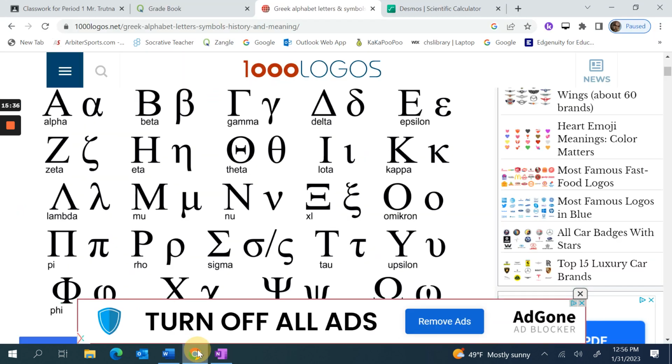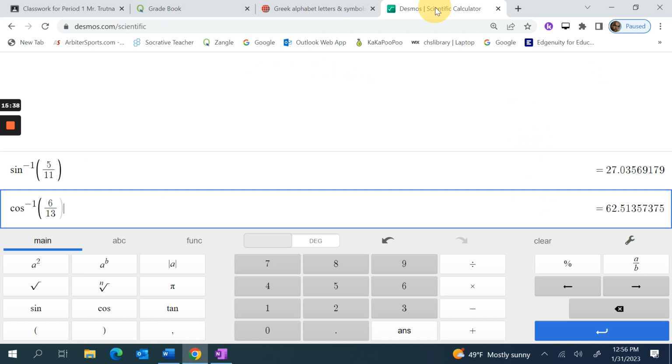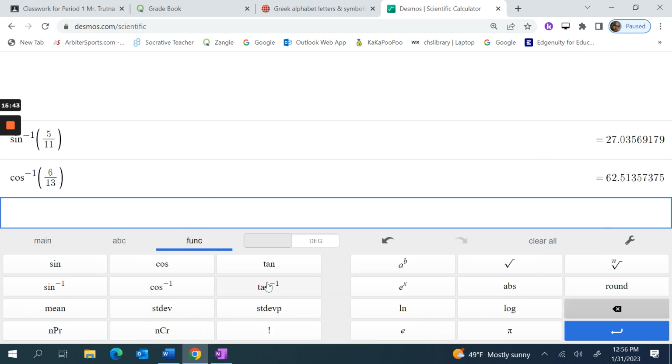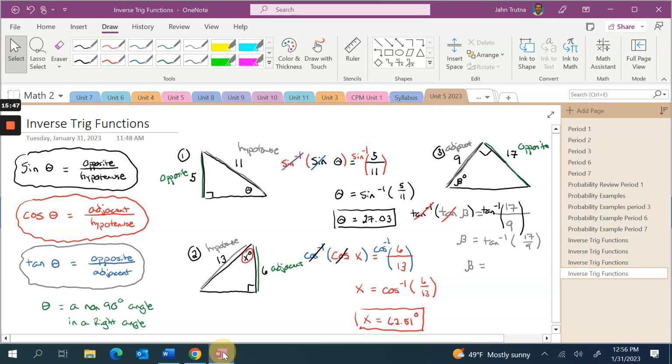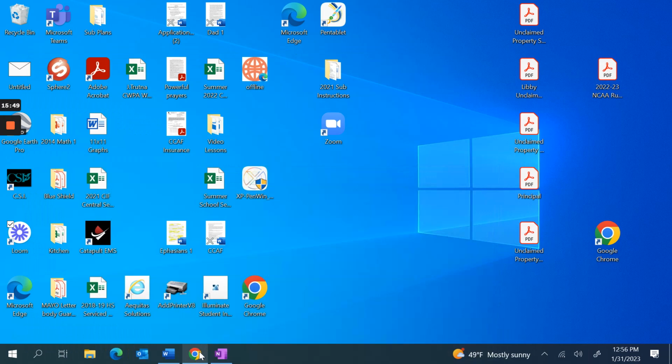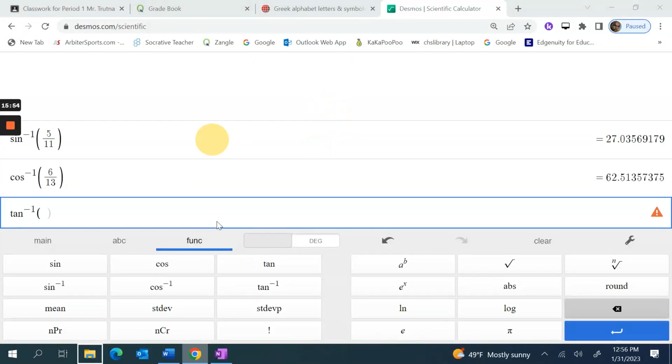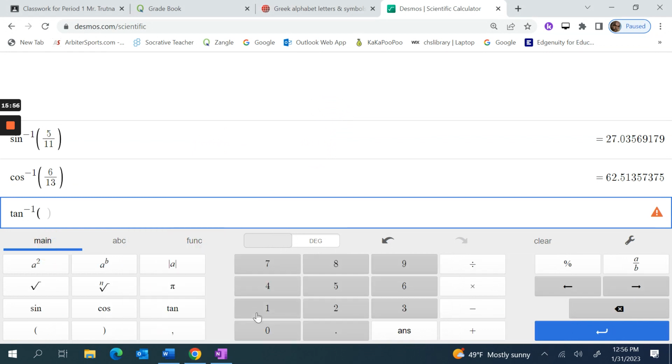So I go to my calculator, using whatever calculator you happen to have. I activate the tan minus 1 function, however you do that on your calculator, and then I type in the fraction 17 ninths. Whoops, what just happened? 17 ninths. There we go. Go back here, type in the fraction 17 ninths.